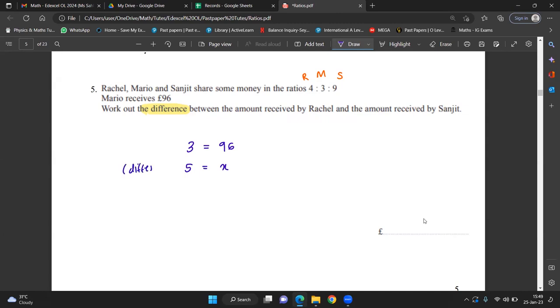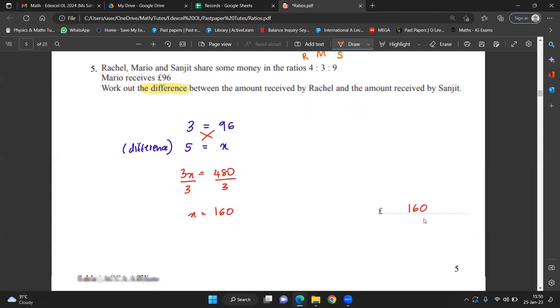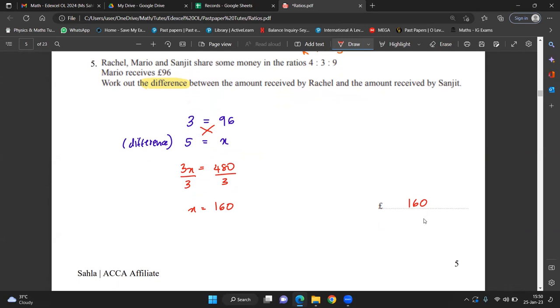This, in other words, is your difference. 5 is your difference. 3 is equal to 96, 5 is equal to x. Let's do cross multiplication. 3x equals, what is it? 180. 200? 160. 160 is your answer. Some of the students would have found Rachel and Sanjit separately and then subtracted. That's fine as well. This is the short way. Straight away you get the difference. Okay, move on to 6.